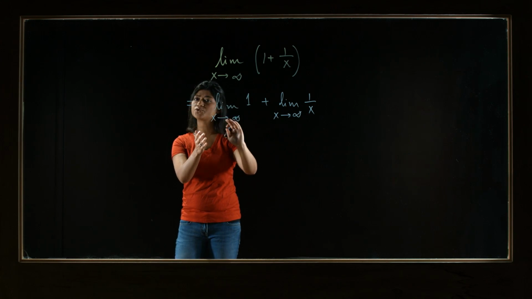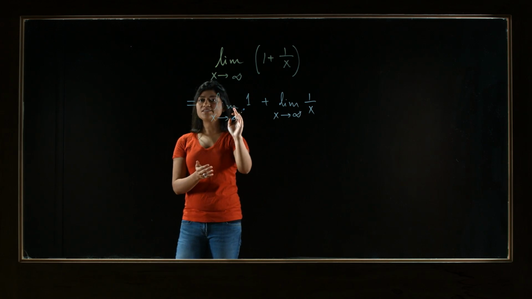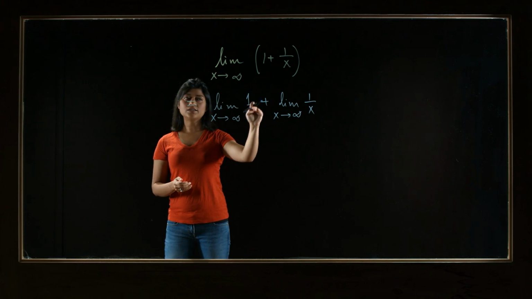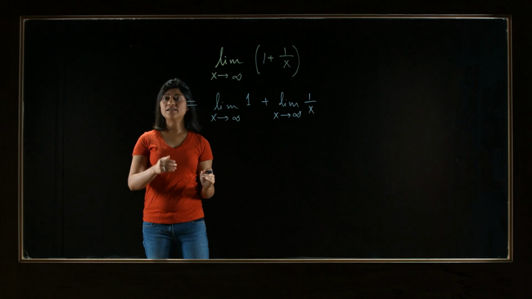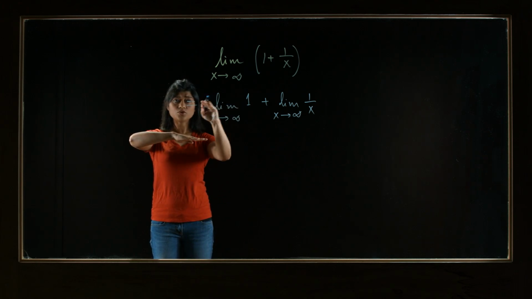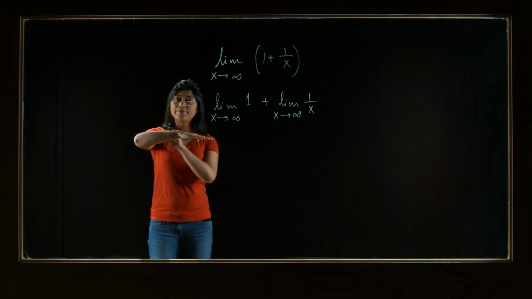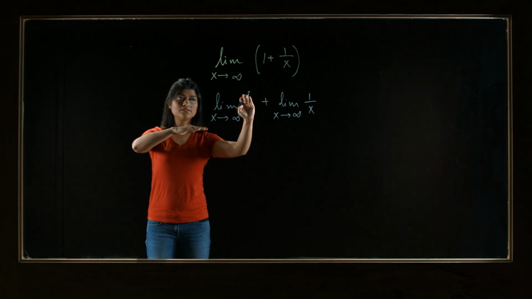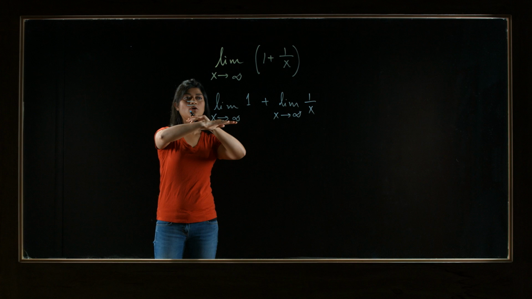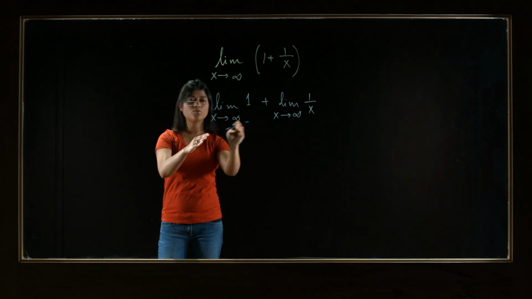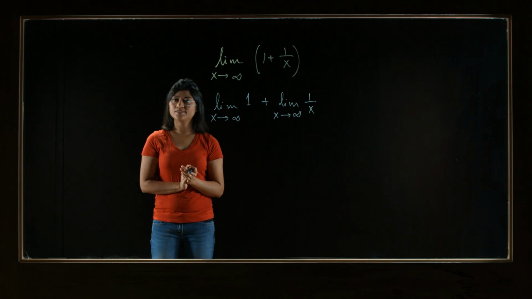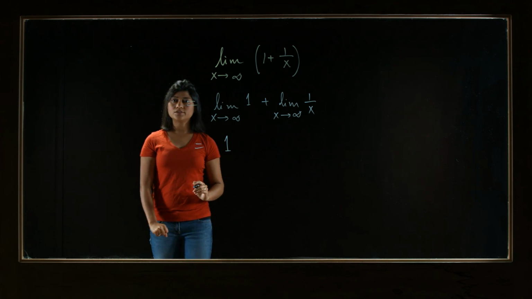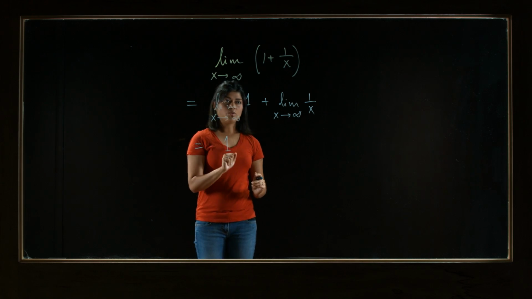So, let's consider the first one first. What is the limit of 1 as x approaches infinity? Well, this is a constant function 1, and that means it's a horizontal line through 1. So, what is happening as x is approaching infinity? The function will always take that value 1. It will always approach the number 1 wherever x is approaching, it doesn't matter. So, the limit of a constant is a constant. So, that limit gives us 1.